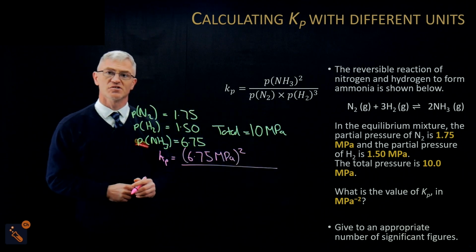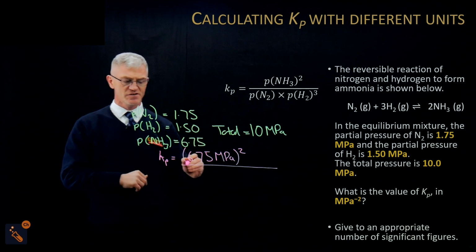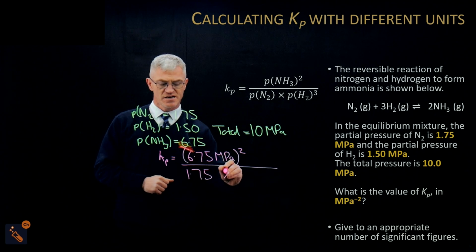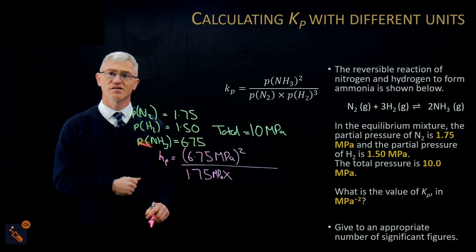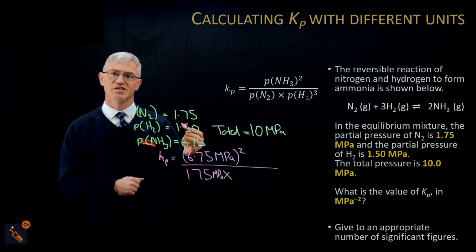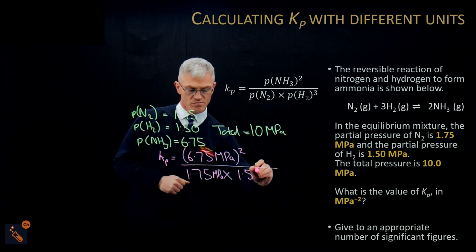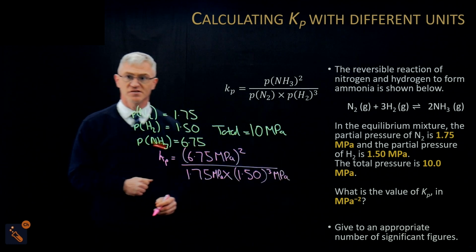Okay, and then we draw a nice line. Then the N2 is 1.75, okay, and that, again, megapascals. And that is times by, if you look here, H2 cubed. So H2 is 1.5, but this is going to be cubed, and that's going to be megapascals again.